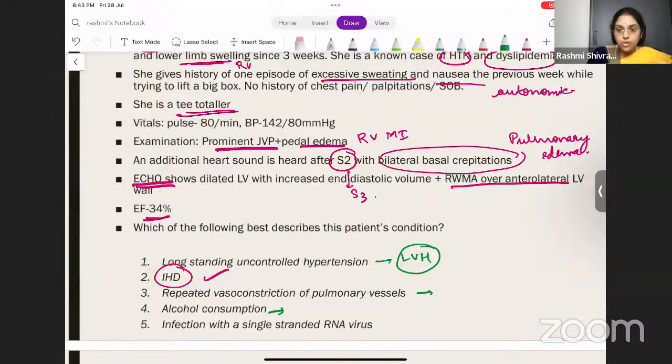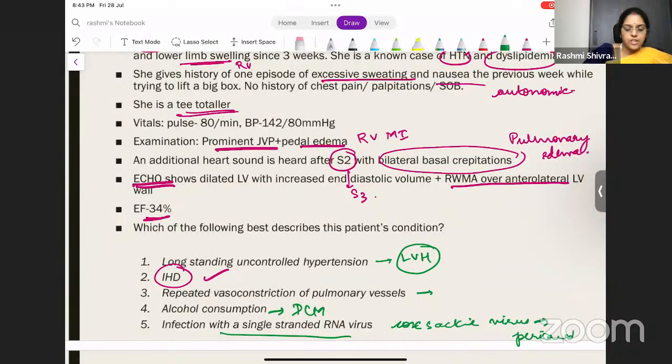Also, in alcohol consumption, what happens? The patient is most likely to develop dilated cardiomyopathy. And what about infection with a single-stranded RNA virus, like Coxsackie virus? The patient can develop pericarditis, and these symptoms don't fit into pericarditis. So all of this, as we can see, is pointing towards ischemic heart disease. This is a very wonderful question which I came across, and I would like to share it with you.